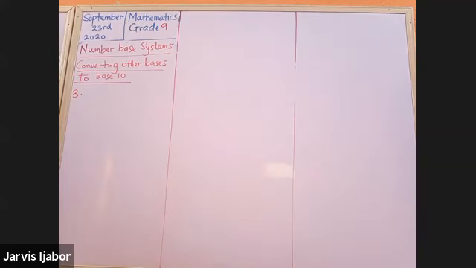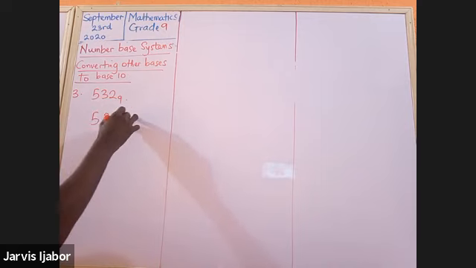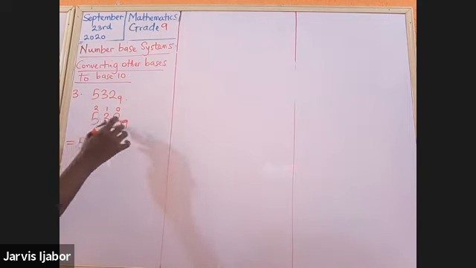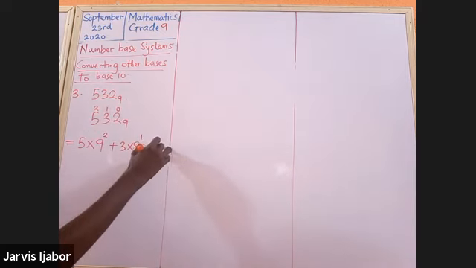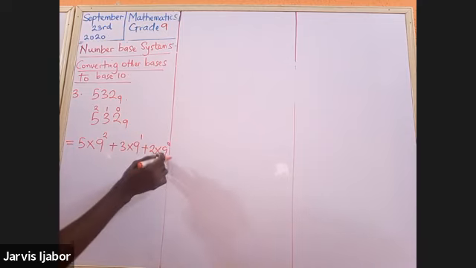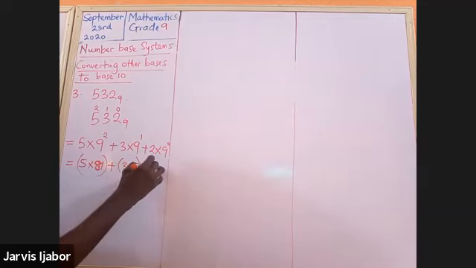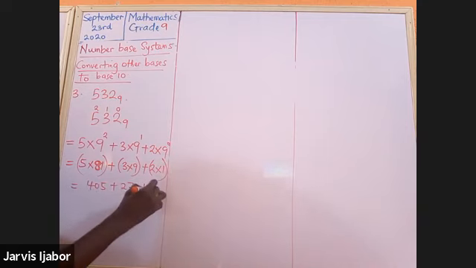Okay, so question 3. In question 3, we have 5, 3, 2, base 9. So the first thing to do is to assign indices in a leftward direction. Once you've done that, this will now be 5 times 9 to the power of 2, the base concerned, plus 3 times 9 to the power of 1, plus 2 times 9 to the power of 0. Just note that any number to the power of 0 is 1. And this will give me 5 times 81, I'm placing in a bracket so I don't forget, plus 3 times 9, plus 2 times 1. This will give me 405 plus 27 plus 2.